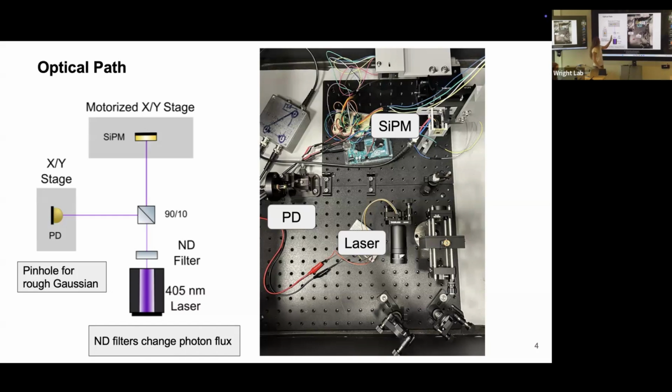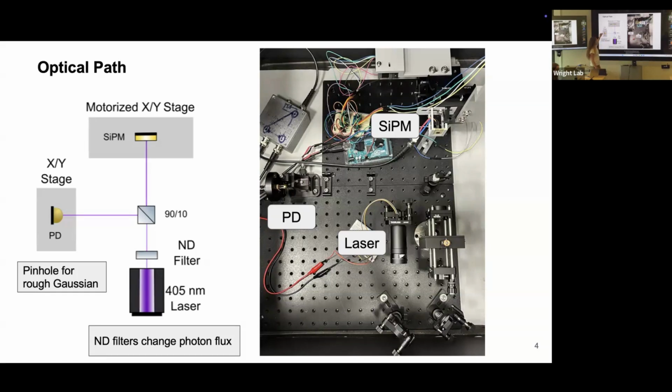This laser will then go through a beam splitter where the majority of the light will be directed to a calibrated photodiode, which will tell me how many true photons hit it. And that's how we actually obtain the true number of photons on the x-axis. And then the rest of the light will be directed to the SiPM.